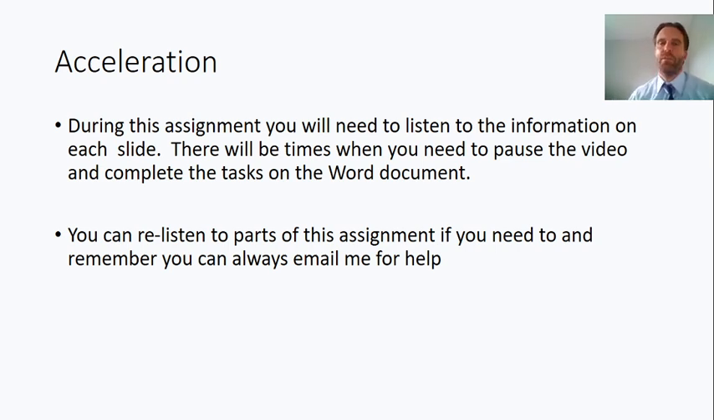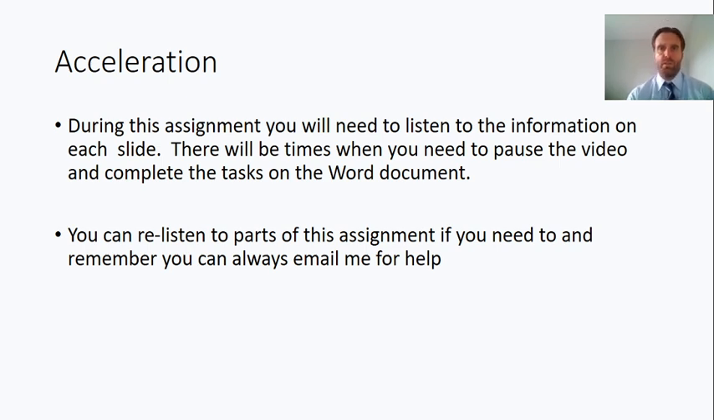Over the last couple of weeks you've been working on motion, scalars and vectors, and looking at how things move and how we can record and take measurements and perform calculations to work out things like speed and velocity, distance and time particularly. Today we're moving on to acceleration.